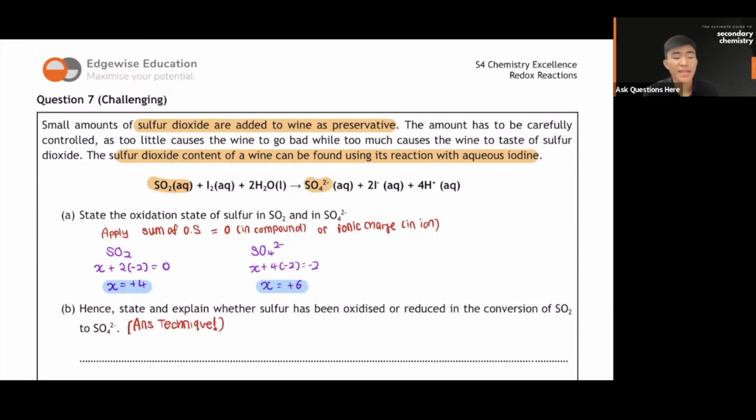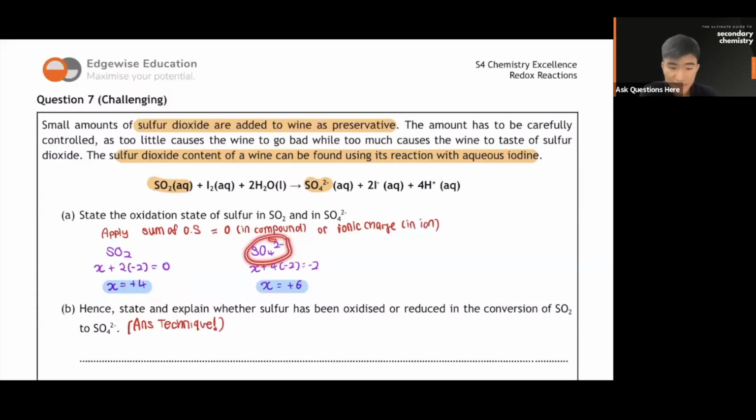So in part A, we are asked to state the oxidation state of sulfur in SO2 and SO4 2 minus. How we go about doing this is very simple. Let's just apply the rules that we have learned earlier. The sum of oxidation state in a compound is equals to 0, or the ionic charge in an ion will be equals to the sum of oxidation state. So you can see how in SO2, I use X to represent the oxidation state of sulfur, followed by 2 times -2, which is oxygen's oxidation state, equals to 0. Therefore, X will be equals to +4.